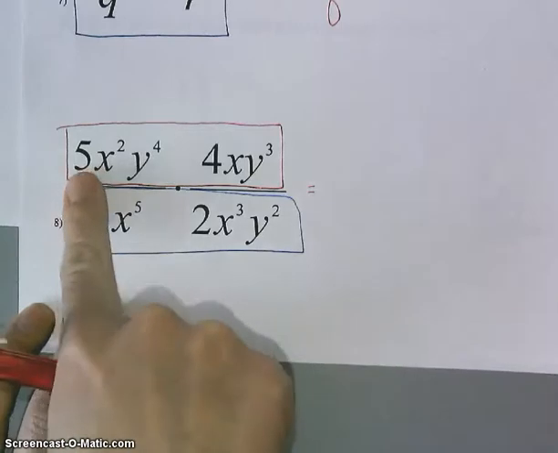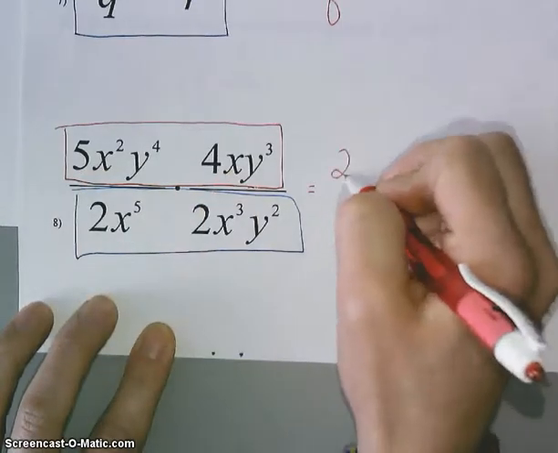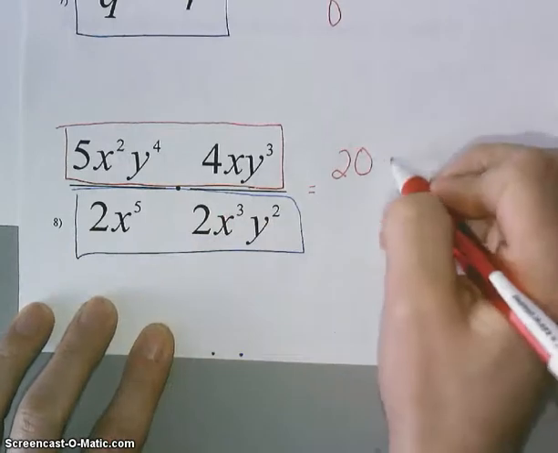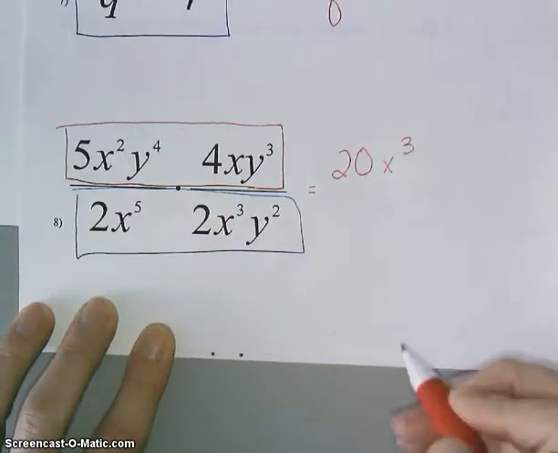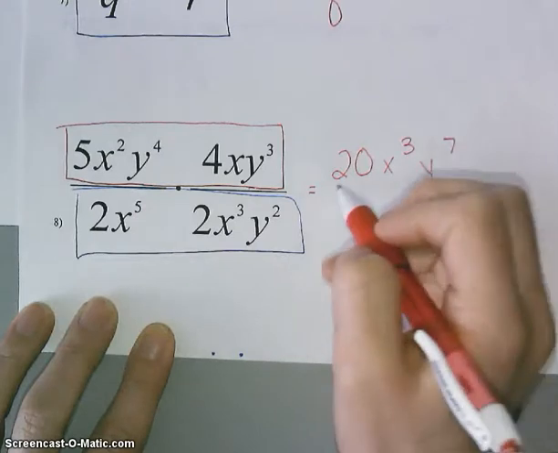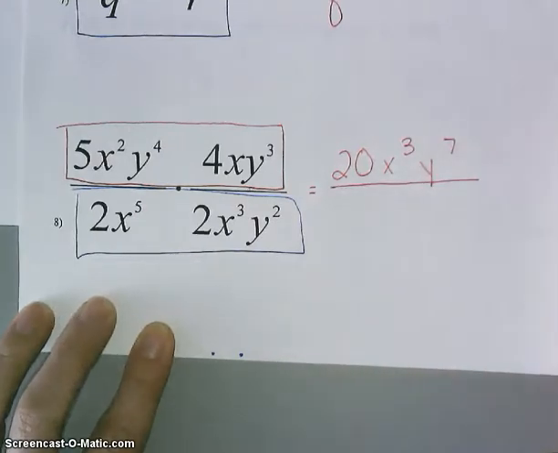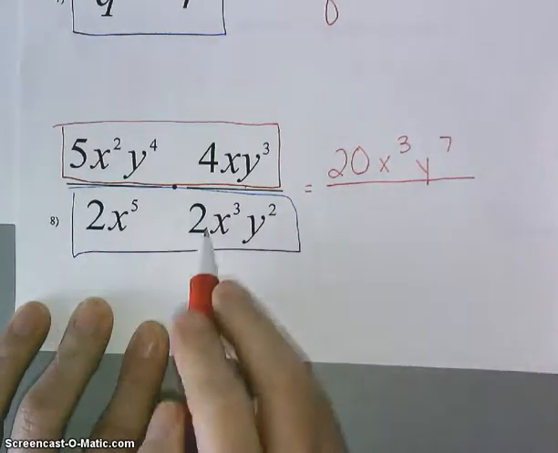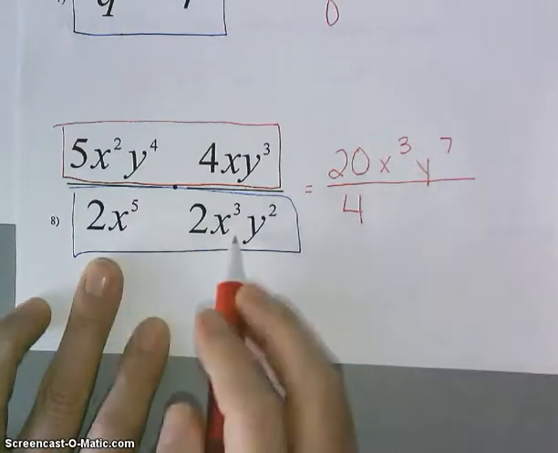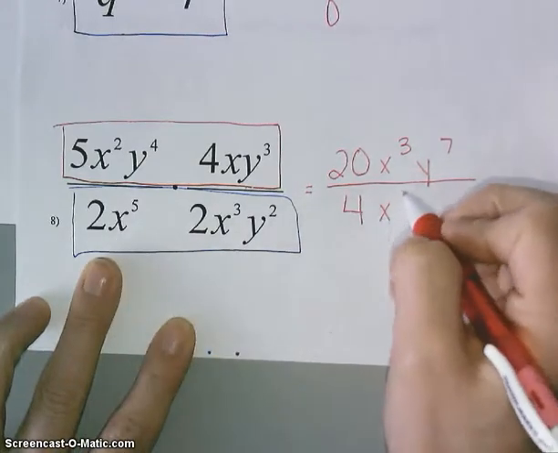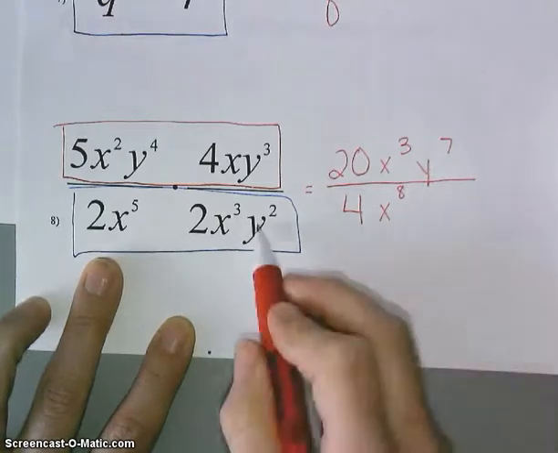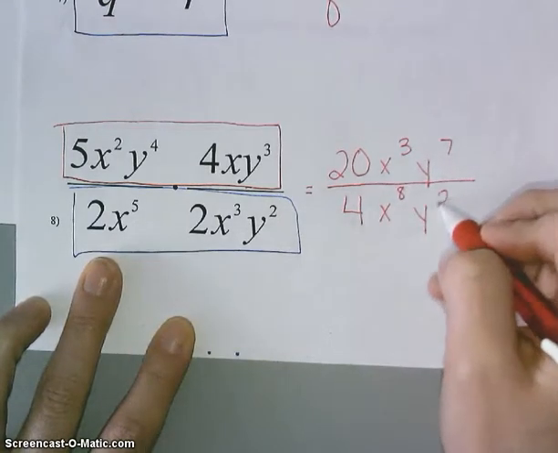So first I'm going to multiply my 5 and my 4, and I'm going to get 20. And then I have x squared and x, which gives me x to the third. And then I have a y to the fourth and y to the third, which gives me y to the seventh. So now I have to put that all over my denominator, which is 2 times 2, which is 4. X to the fifth and x to the third is x to the eighth, because remember we add our exponents when we're multiplying. And then y to the squared, I don't have anything to combine him with.